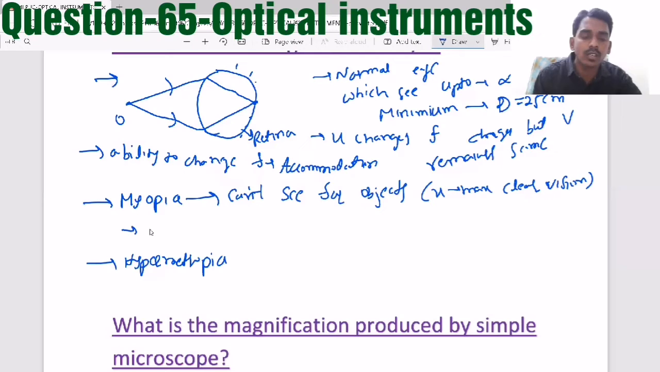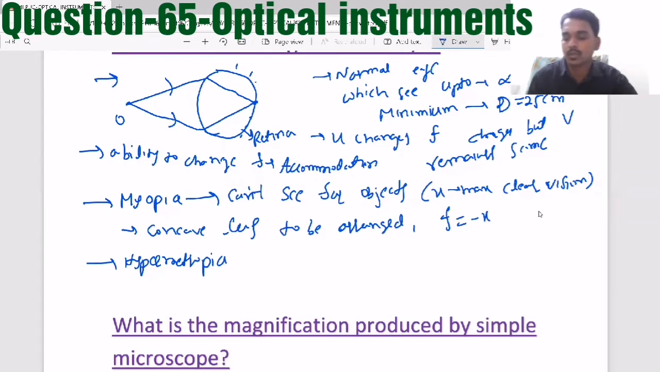Then you have to arrange a concave lens such that its focal length is equal to X, so that whatever object is there beyond that X distance, all those will be shifted within the distance X.